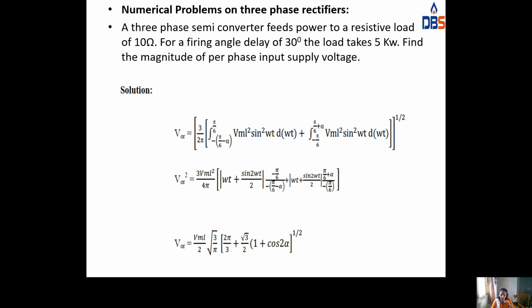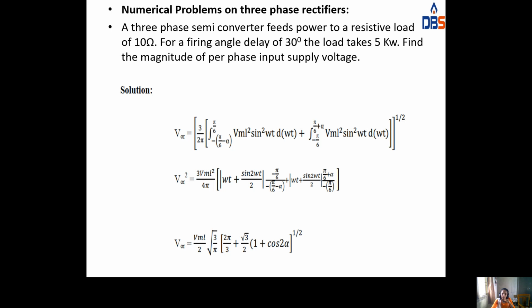So we take one example for the three-phase rectifier. A three-phase semi-converter feeds power to a resistive load of 10 ohms with a firing angle delay of 30 degrees. The load takes 5 kilowatts. Find the magnitude per phase of the input supply.